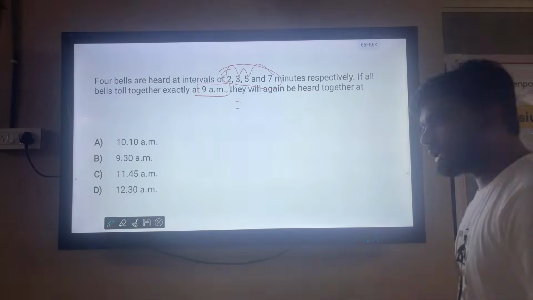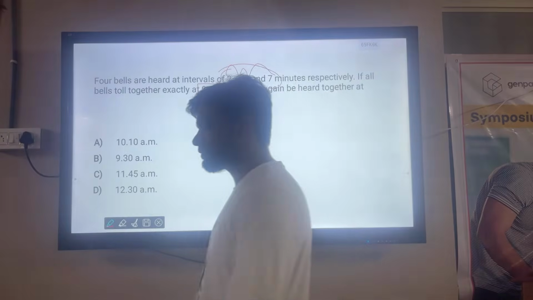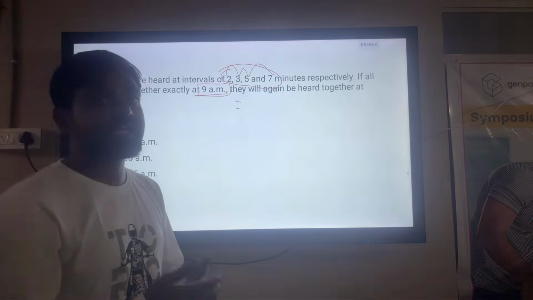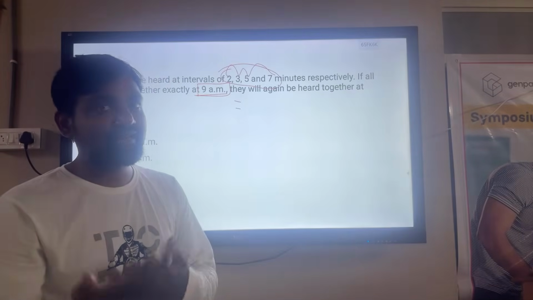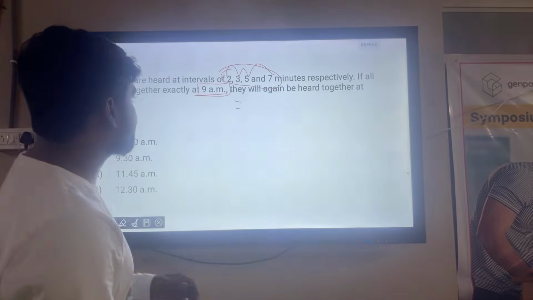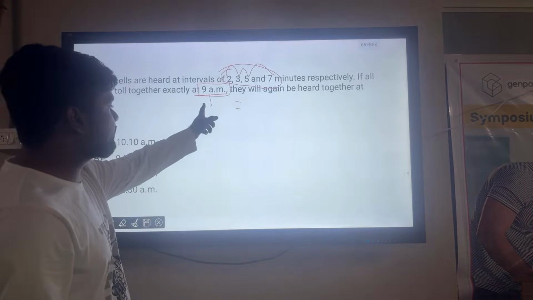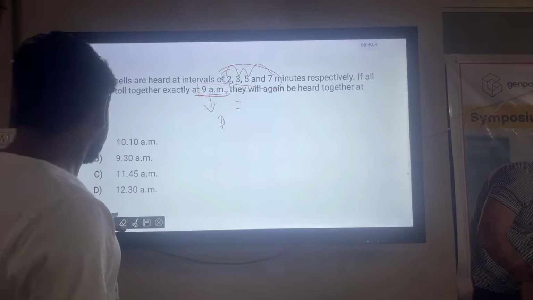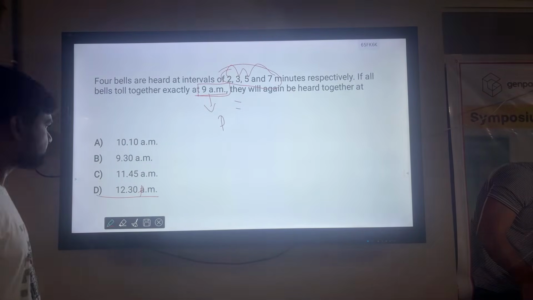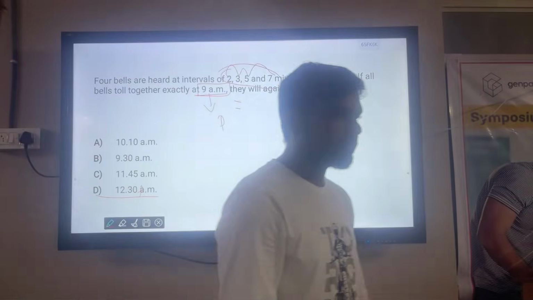Okay, 2 10 minutes means 3 hours 30 minutes. After 9, you have to add what? 9 plus 3 hours 30 minutes means 9 plus 3 is 12, so 12 hours 30 minutes. AM means it will become what? PM. So 12:30 AM option is wrong. 12:30 PM.